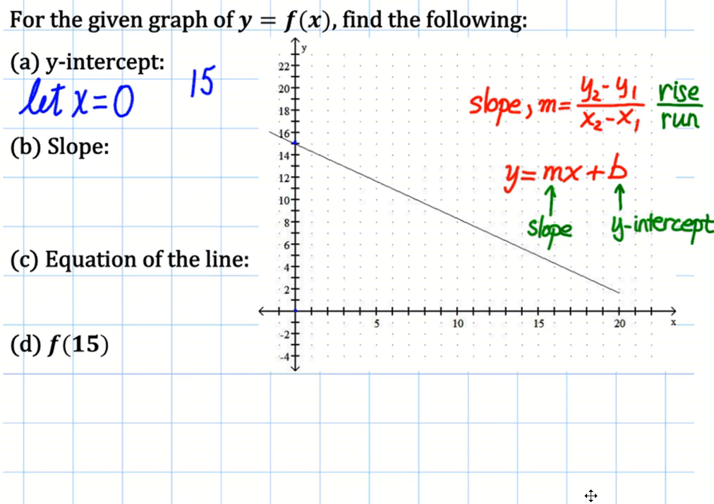Now let's look at the slope. We're going to use y2 minus y1, so we're going to have to identify 2 points. We've already identified (0, 15), so we'll keep that. And we want to look at a point that touches the grid. So let's look at (9, 9) here.